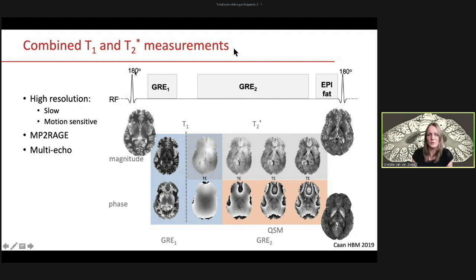Having all these together means that we can segment well the gray and the white matter from the T1, but we can also segment the deep gray matter structures and visualize the dentate nucleus, for example, in the cerebellum.